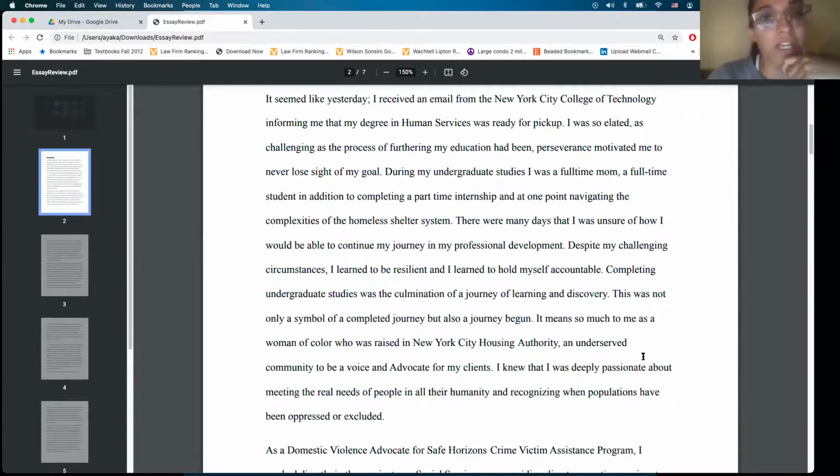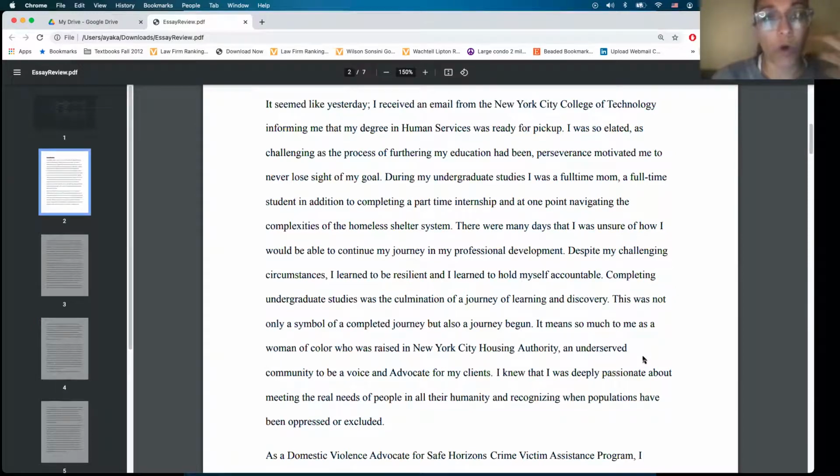The beginning of the personal statement mentions being homeless, navigating the complexities of the homeless shelter. That is not a theme throughout the statement. So I have to ask myself, why did this person say it? I would deduce that they want me to know a hardship they've overcome. They want me to know that they're the real deal, which I get.